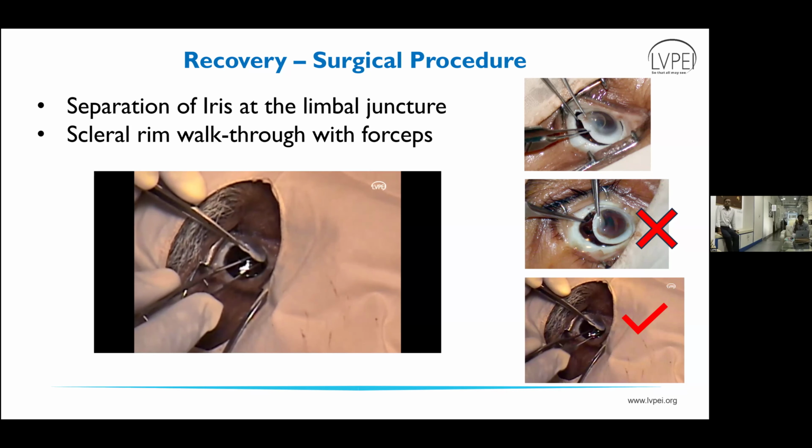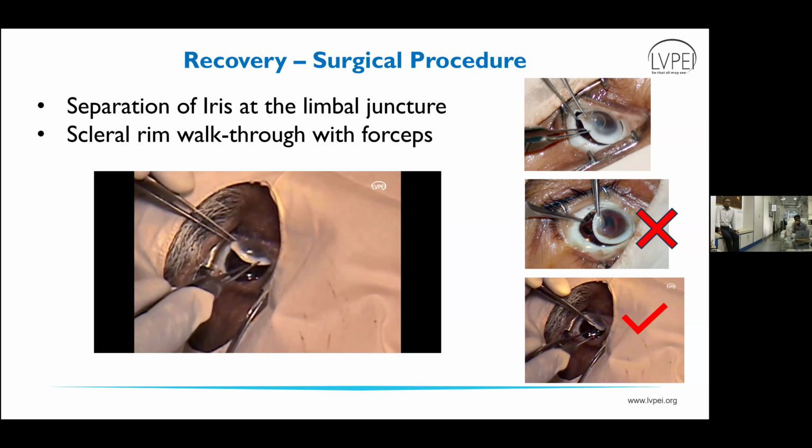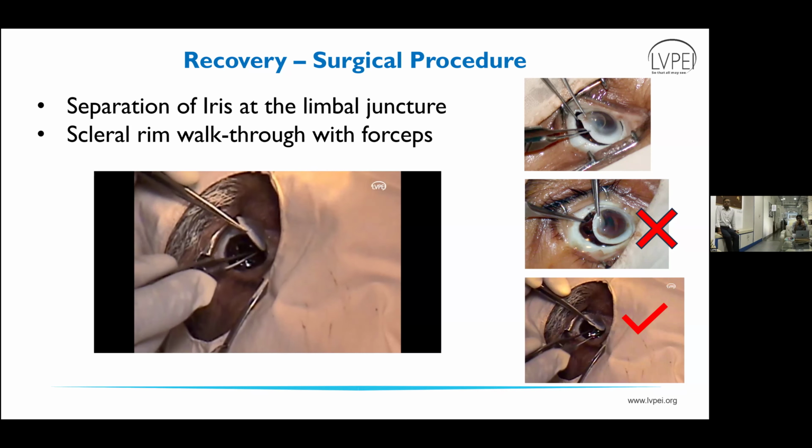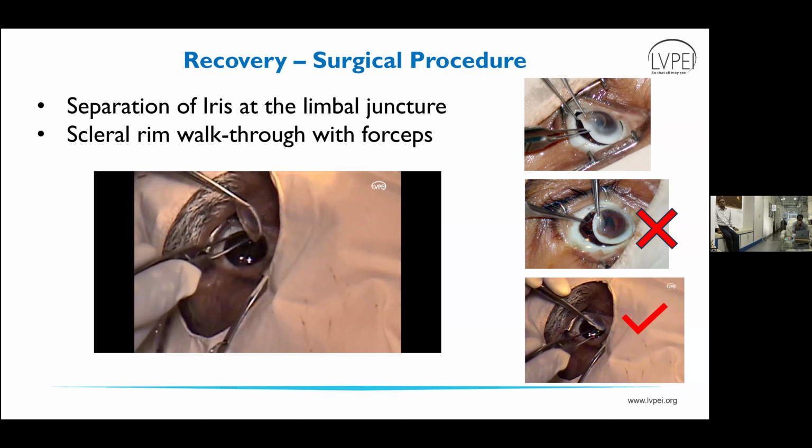Separate the iris slowly around the cornea. While separating the iris, you can walk along the scleral rim using the forceps. Make sure that your instruments are not touching the cornea, especially the endothelium, while separating the cornea. Throughout the procedure, you should not apply any pressure on the cornea, so that the integrity and shape of the cornea are maintained while separating the iris. Once you are done with the separation of the iris, slowly you can lift up the cornea with the forceps.